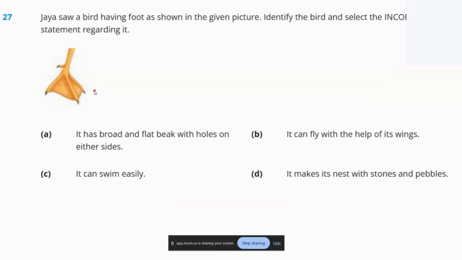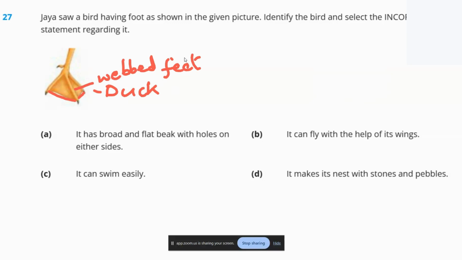So, don't you think this is the foot of a duck? Looks like one of a duck, yes or no? And it also has fingers which are joined together. So this kind of feet is known as webbed feet. Webbed feet help the animal to swim and float in the water.